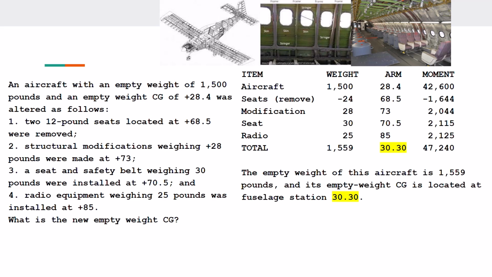So we add up all our moments, add up all our weights, and divide our new moment by our new weight. 47,240 divided by 1,559 gives us a new empty weight center of gravity at 30.30. The new empty weight of this aircraft will be 1,559 pounds, and its empty weight CG is located at fuselage station 30.30.